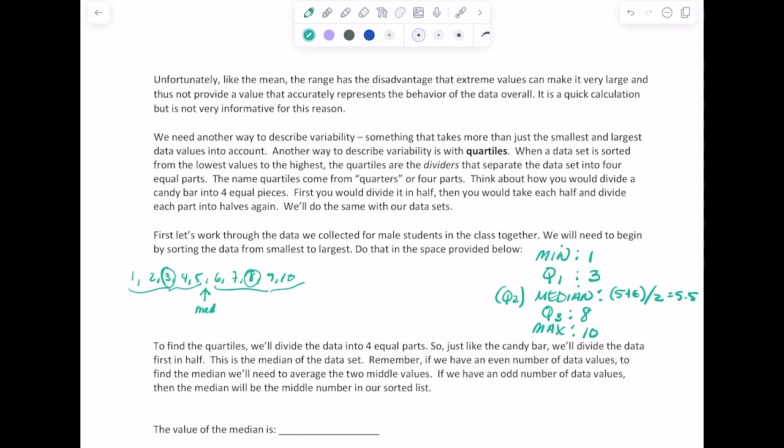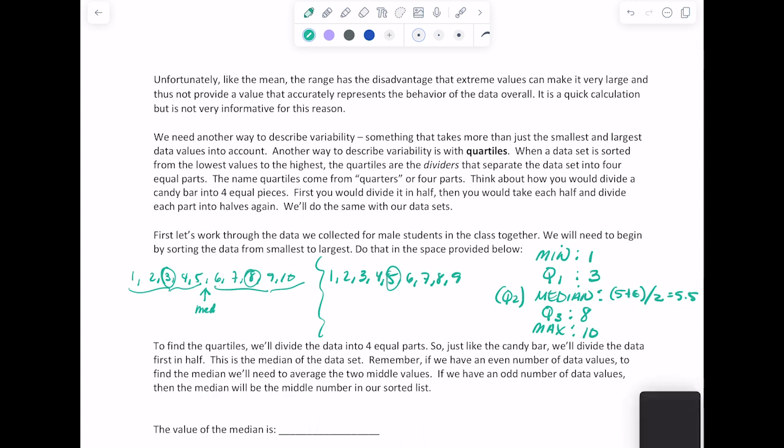So something I want to discuss really quick, because this will affect finding quartiles. If we had an odd number of numbers, like let's say we just had 1 through 9. Okay, now the middle number is easy to find, right? The median would be 5. But do I include the 5 or do I not include the 5 when I'm trying to find the quartiles?